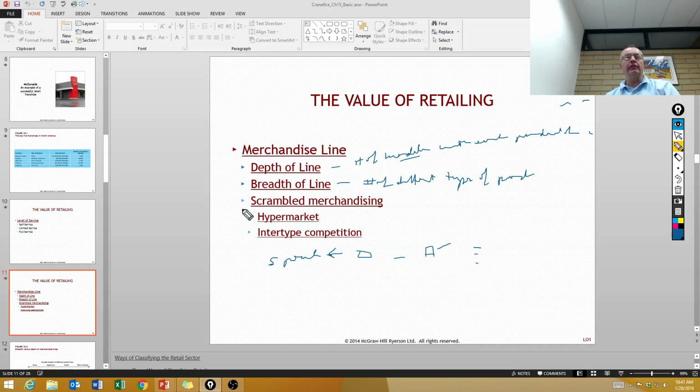Okay, then we have something known as scrambled merchandising. These are retailers that carry a number of different types of product lines, all in the same store. To me, probably one of the best examples of this is a store like Shoppers Drug Mart or London Drugs that sell pharmaceuticals, and they sell food, and they sell toys. Sometimes they sell flowers. So they sell all these different types of unrelated products all out of the same store.